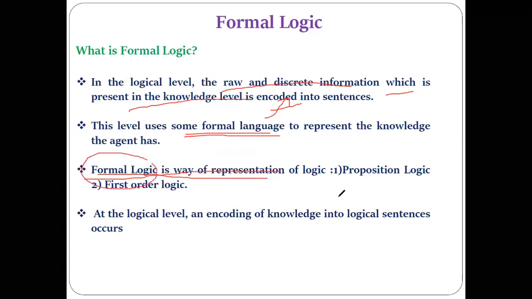In order to do that, there are two kinds of formal logic: propositional logic and first order logic. Using propositional logic and first order logic at the logical level, encoding of the knowledge into logical sentences happens. How exactly it happens, and what the advantages and disadvantages of propositional logic and first order logic are, is our next part to be studied.